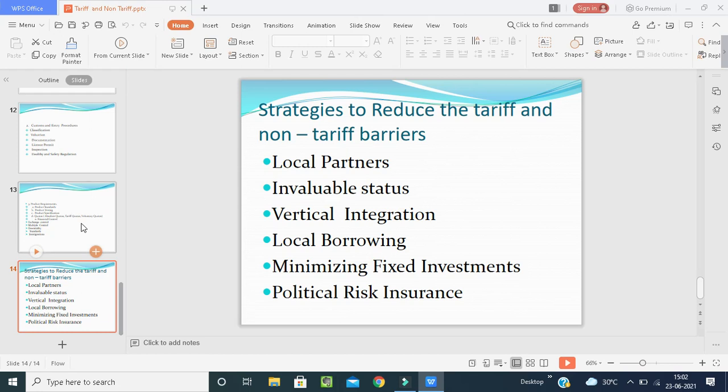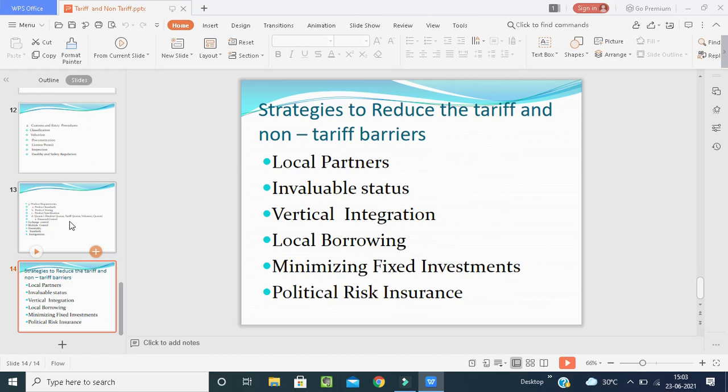Now, what are the things required for? That means the strategies to reduce the tariffs and non-tariffs. Let us have it. So the strategies we can build up are, like, local partners. The local partner means the supply of the goods within the country. If you want the goods within the country, we should make a good partnership, and here itself the transaction can take place closer.